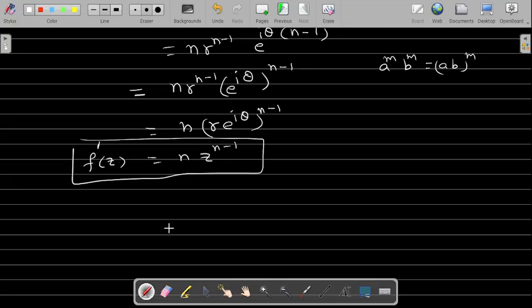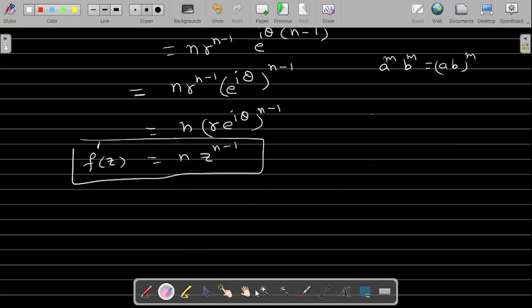This is by applying the CR equations that we did. For example, as a short question, if z power n is given, what is its differentiation? n into z power n minus 1, directly. Here we are applying all the process of the analytic function concept and trying to find it.